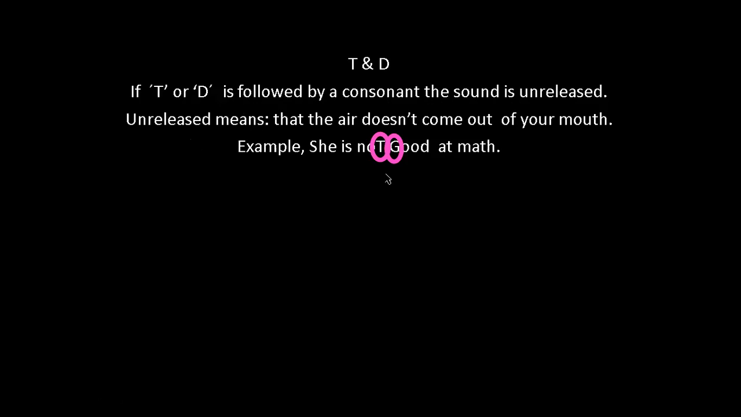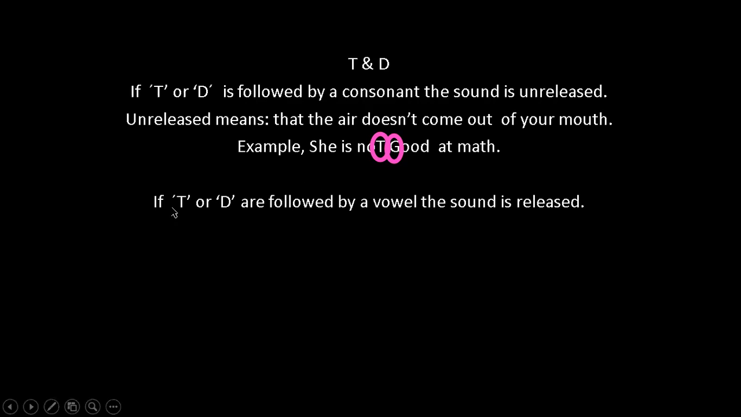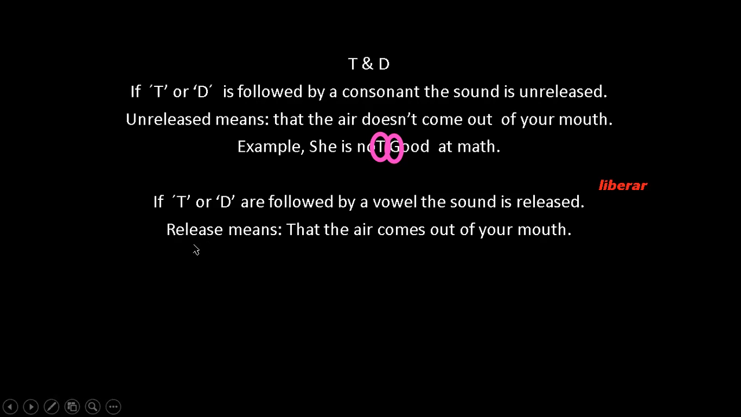In other words, your air doesn't come out, so you keep your air inside, right? Let's check another example. Now we have T or D followed by a vowel, the sound is released. So what is released, by the way? Do you know what released and unreleased mean? Liberar o no liberar un sonido. So that's release. The sound is released, so you do this, right? If you have a T or D followed by a vowel, the sound is released. Release means that the air comes out of your mouth.